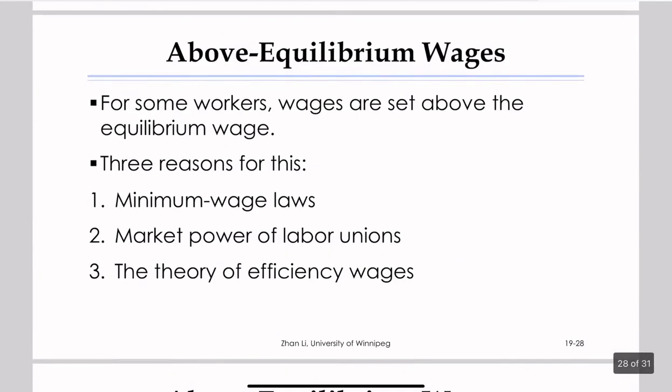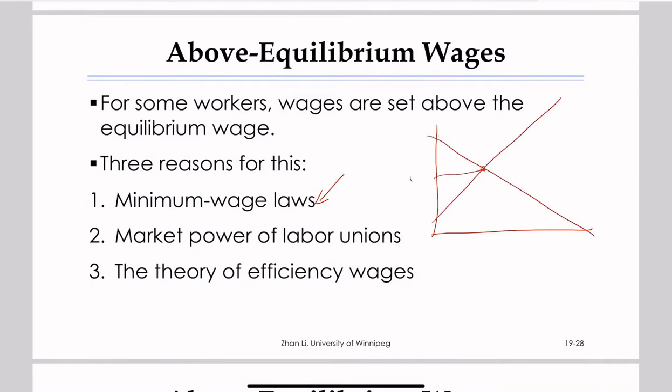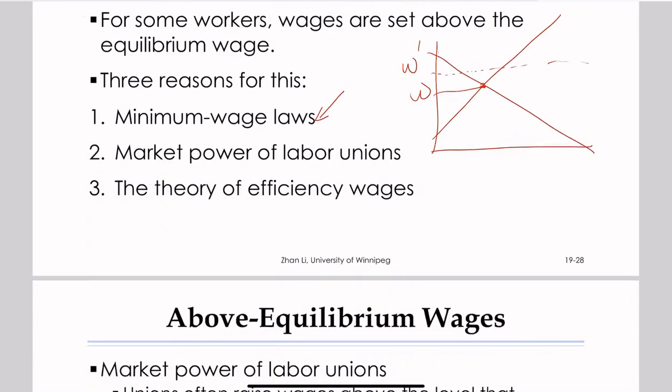The minimum wage laws have actually been discussed at the beginning of this semester. Essentially, you can see that if wage is here, the government can impose a binding minimum wage. If the binding minimum wage is here, you can see that if the minimum wage is above the equilibrium wage, then in the end, the wage in the market will be higher than the equilibrium wage due to these minimum wage laws.